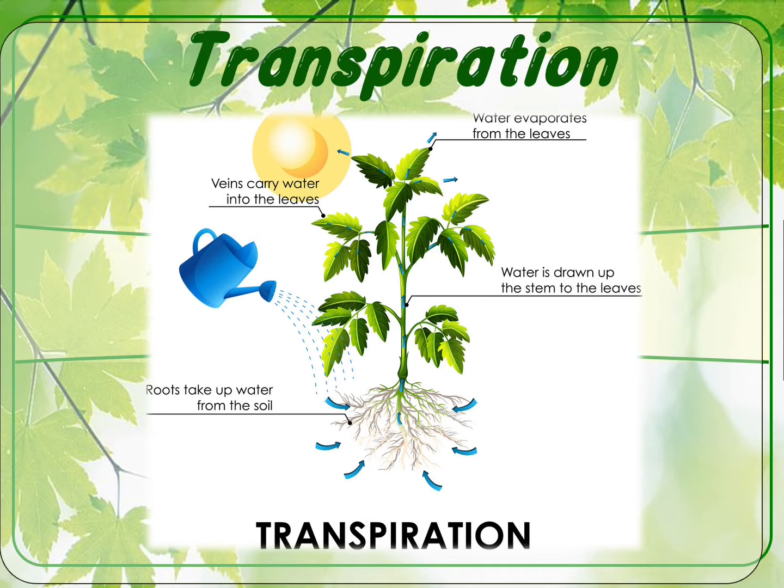The third one, which we told, is transpiration. Now what is transpiration? You know that the roots take up the water from the soil, and the water goes up to the leaves by the stem. The stem takes it to the leaves, right? Now the veins in the leaves carry the water into all parts of the leaves, and some of the water evaporates or escapes from the leaves.